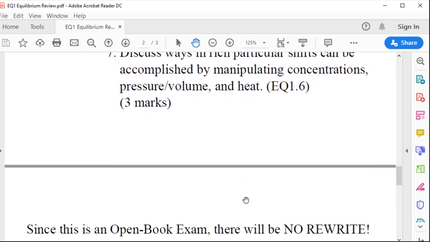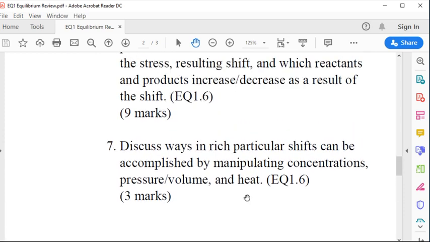All right. And so again, this is an open book exam, so no rewrites. It will be posted likely tomorrow, and you'll likely have ample time to finish it.